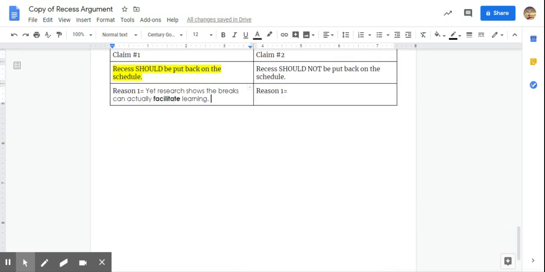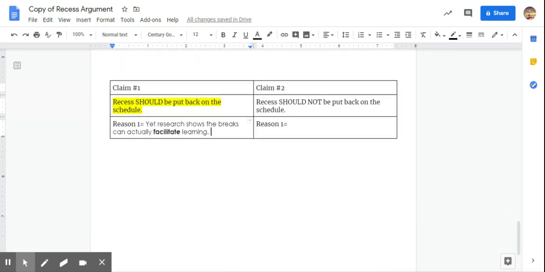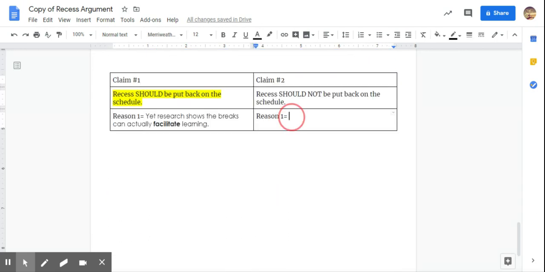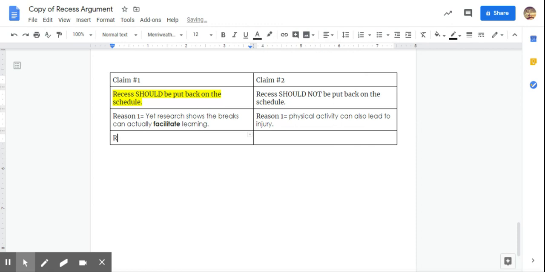Then I'm going to look for a reason against. Here's one here. Physical activity can lead to injury. So that was one reason against it. Schools don't want to deal with kids constantly getting hurt. So that would be one reason why they don't want you to have recess. Kind of a dumb one, but that's what the author's giving us.